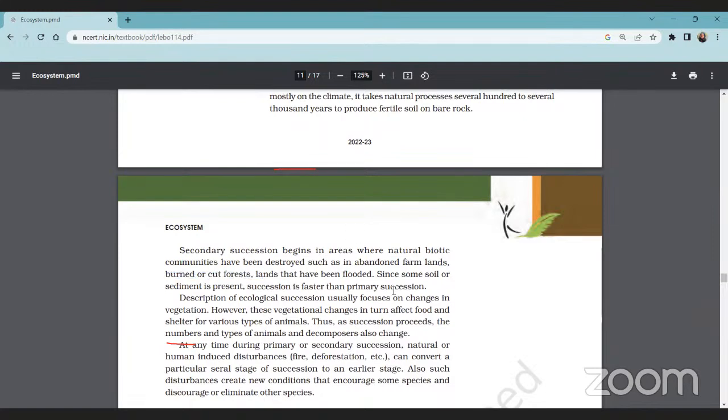And lands that have been flooded. If floods are present, the topmost fertile soil is removed and carried to other places, so that area is not suitable for plants to grow. Since some soil sediment is present, succession is faster than primary succession.